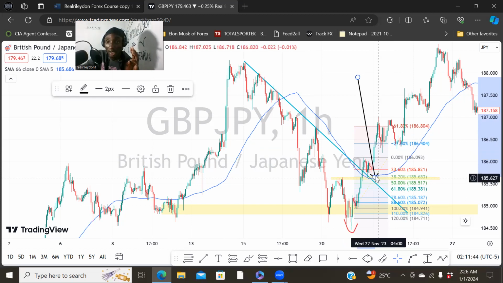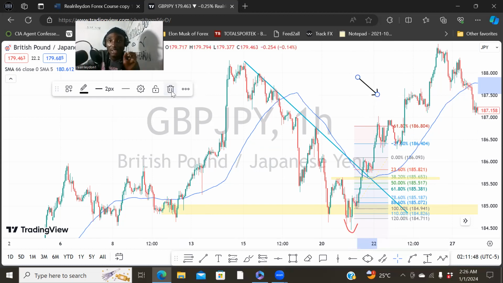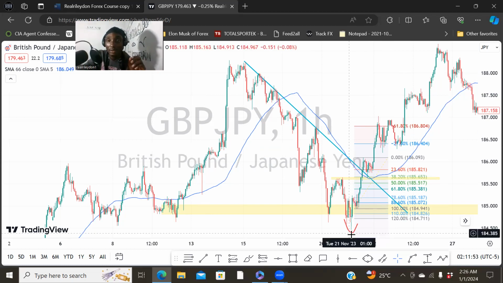Now, seeing all of this, we'll be going on our 15-minute time frame to look for a possible entry. So we're looking for a bullish candlestick or a bearish candlestick.